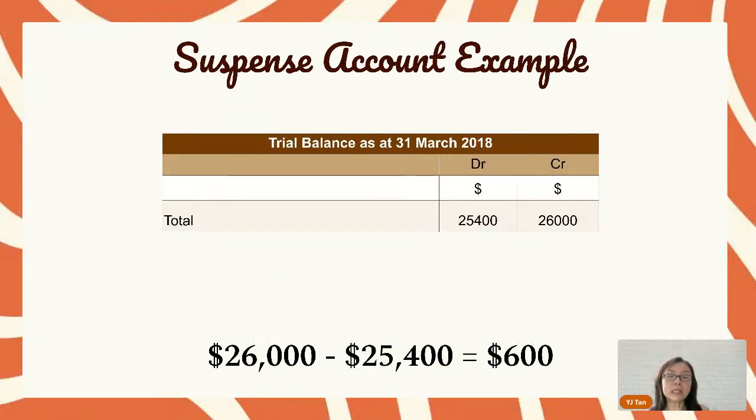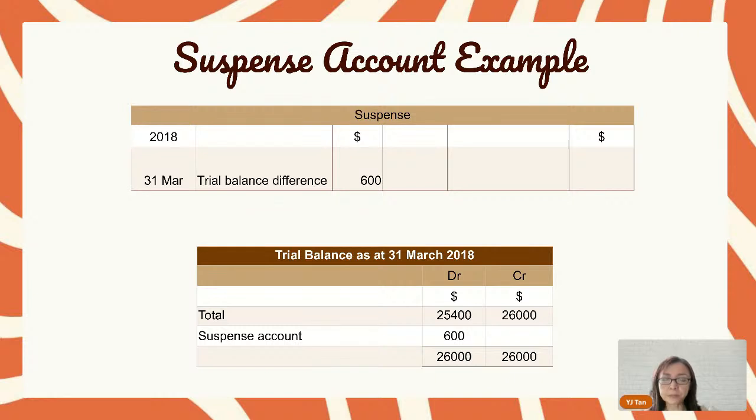All right. So here are the steps for how we start. Let's say we realize it's not the same. What happened here? As you can see, this is a trial balance for 31st of March, and you can see that the debit side is 25,400 and the credit side is 26,000. 26 minus 25, we realize that there is a shortage of 600. So the shortage is on the debit side, am I right? So let's have a look.